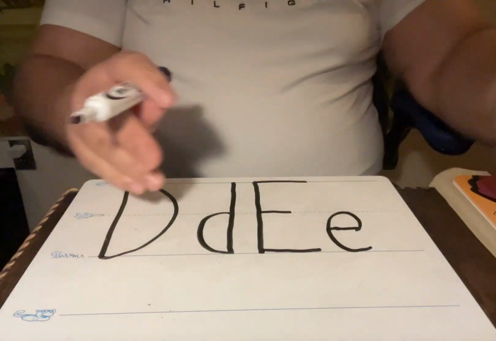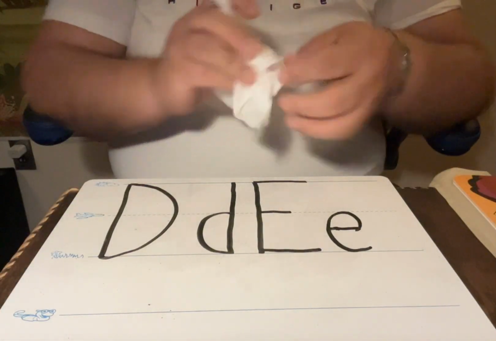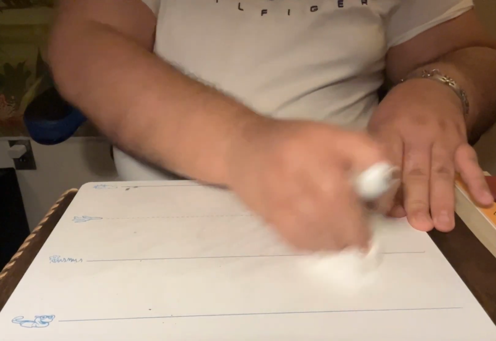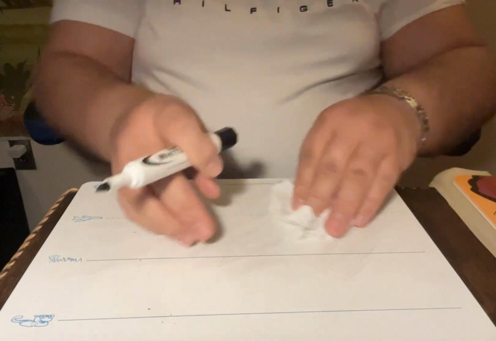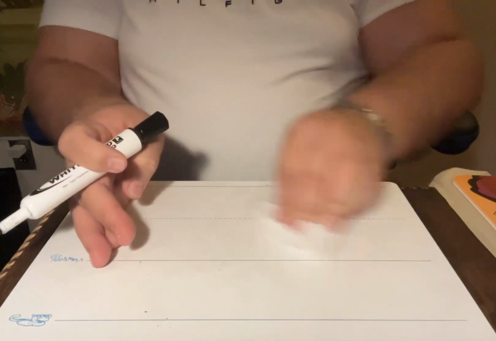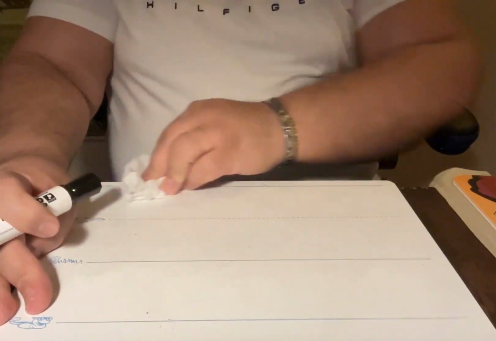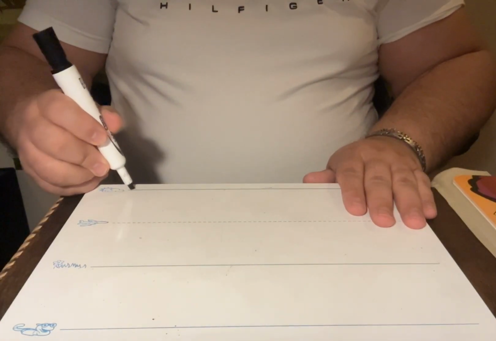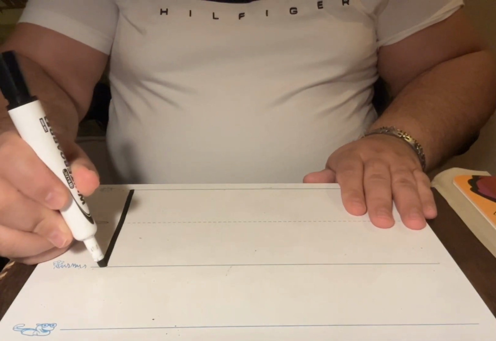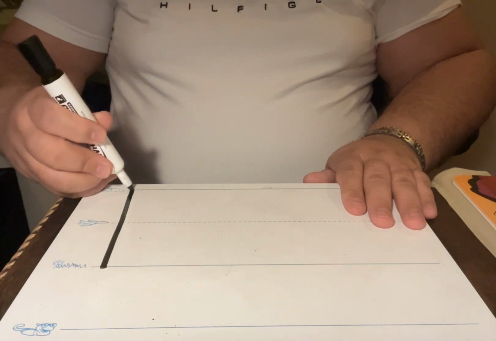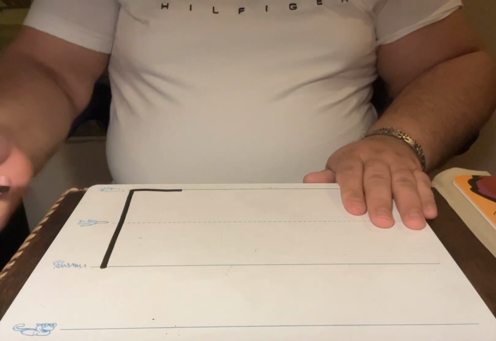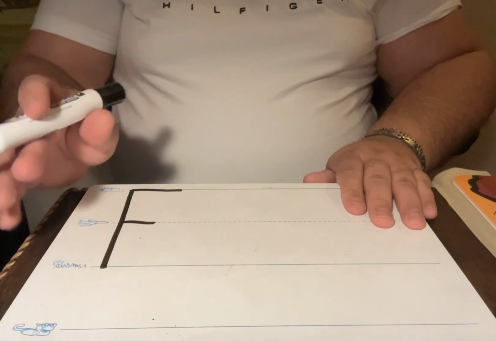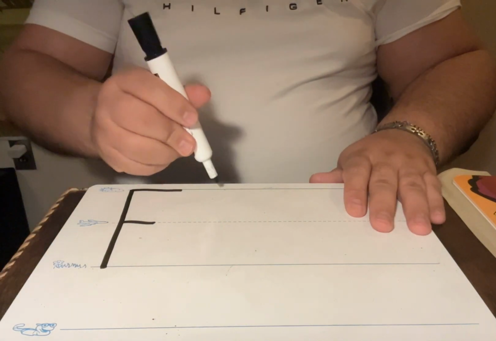All right. Now we're going to go quickly to the next letter of day 3. In alphabetical order, I did A, B, C, D, E. Now we do F. Start on the sky, come down to the grass, pick your marker up, and go across the sky and across the airplane line. That's it. That's the capital F.